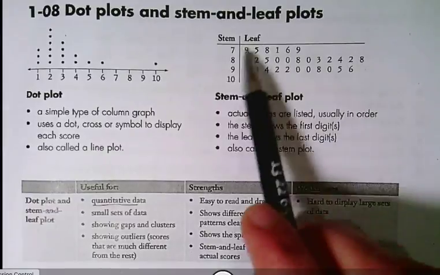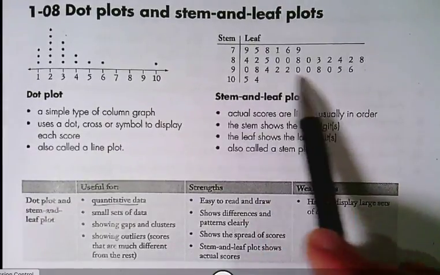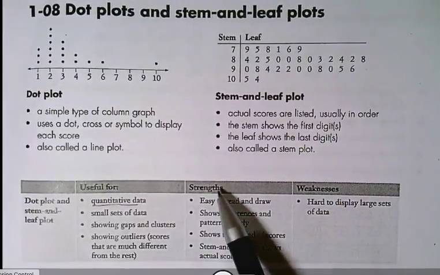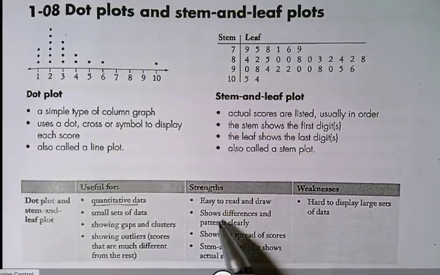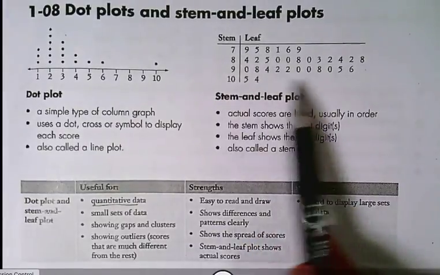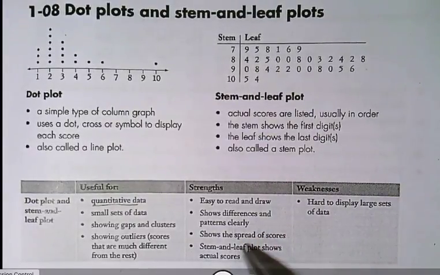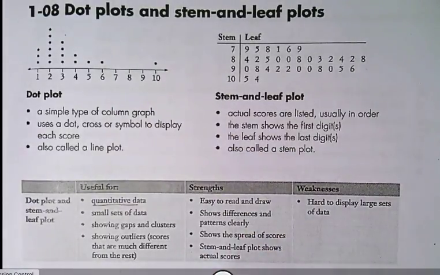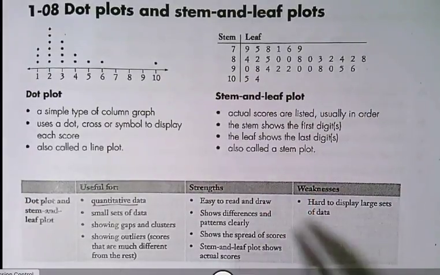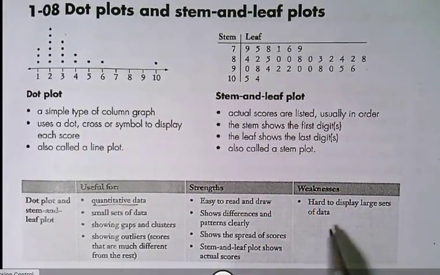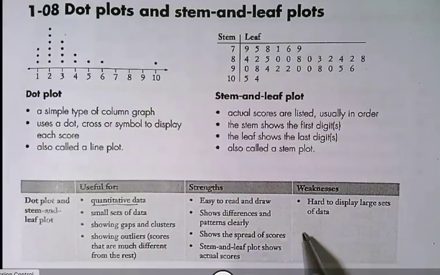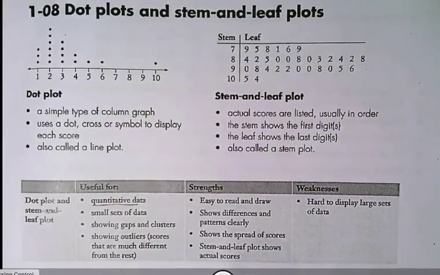See here in our stem and leaf plot, we can see a lot of the scores are clustered around the 80s, I suppose high 70s and 80s and 90s, okay? Strengths of both of these graphs are that they are easy to read and draw. They show differences and patterns very clearly. This is like a sideways column graph, I suppose, a stem and leaf plot. And it shows the spread of scores fairly well. And the stem and leaf plot shows you the actual scores as well. You can look at each score, okay? Weakness is if you've got large sets of data, it is difficult to display, and that's when you'd use your frequency histogram or polygon for large sets of data, okay?